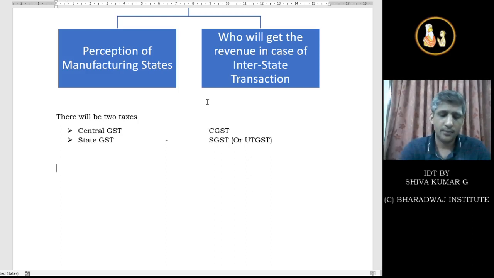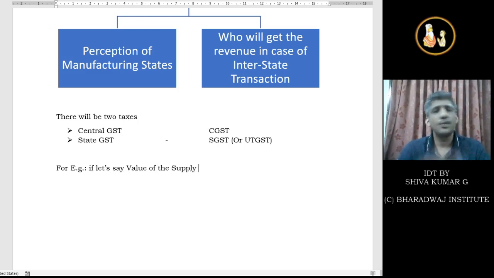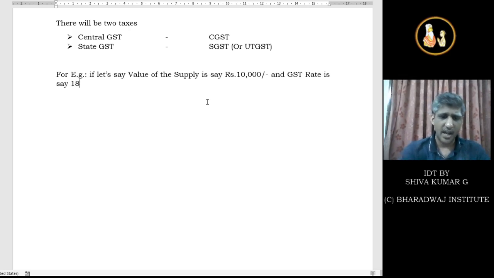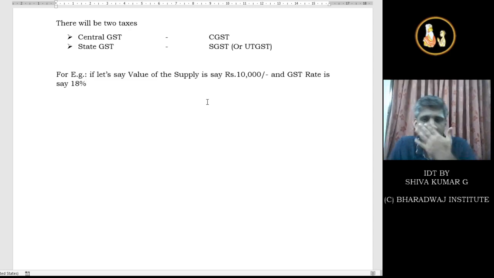Let's take an example. Let's say the value of the supply, it could be goods or it could be service, is rupees 10,000, and the GST rate is say 18%. 18% is the most normal rate, so let's take that as an example. What will happen? This 10,000 will be taxed both by the central government and the state government.